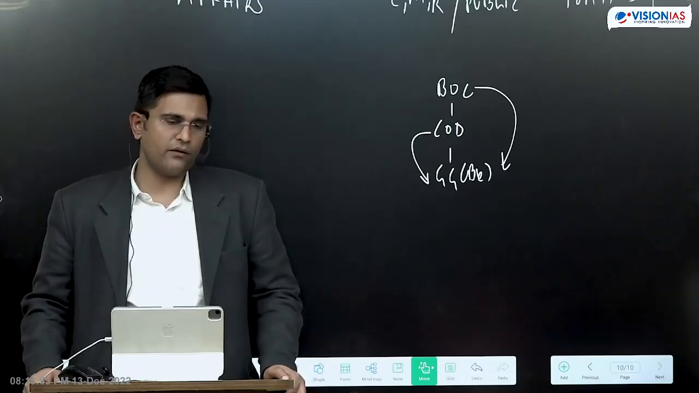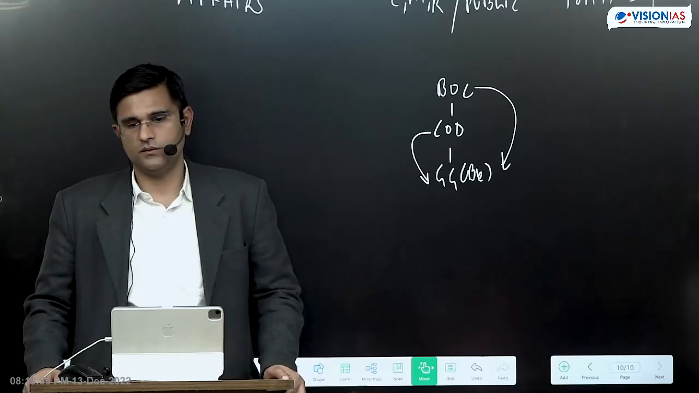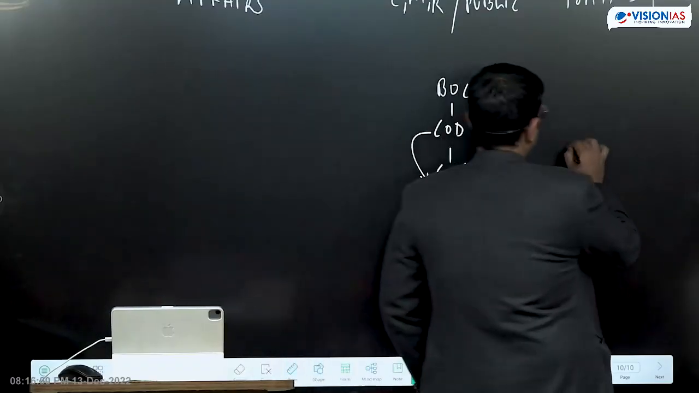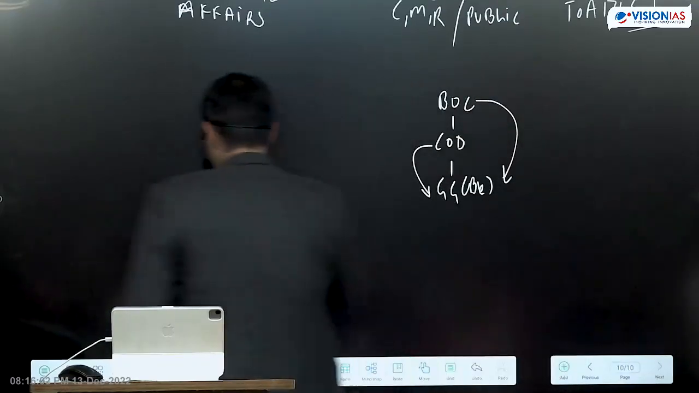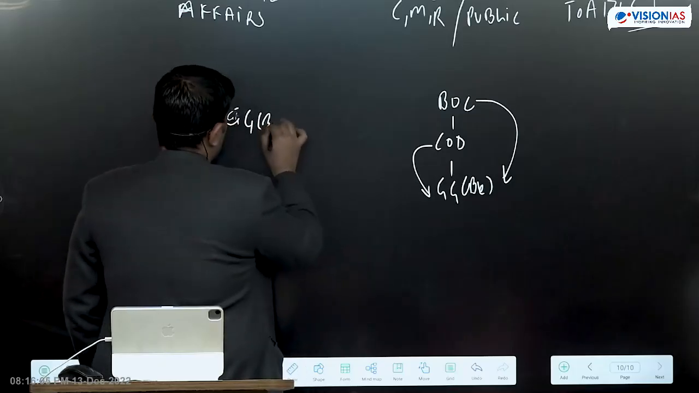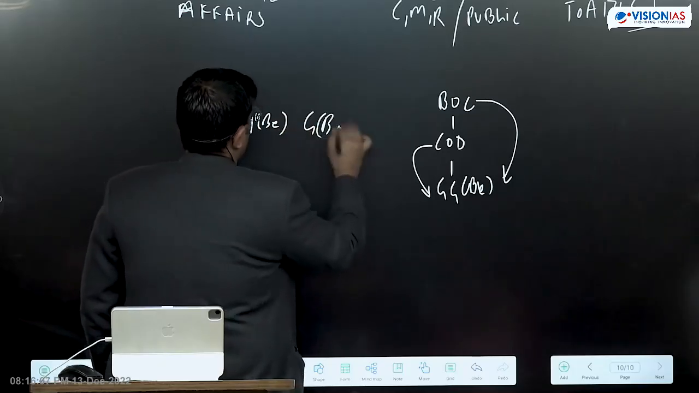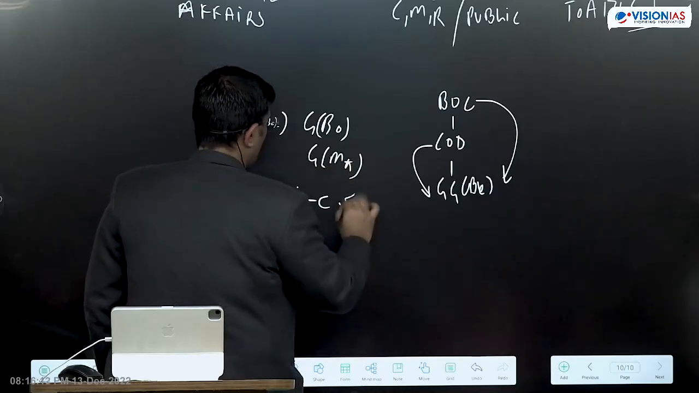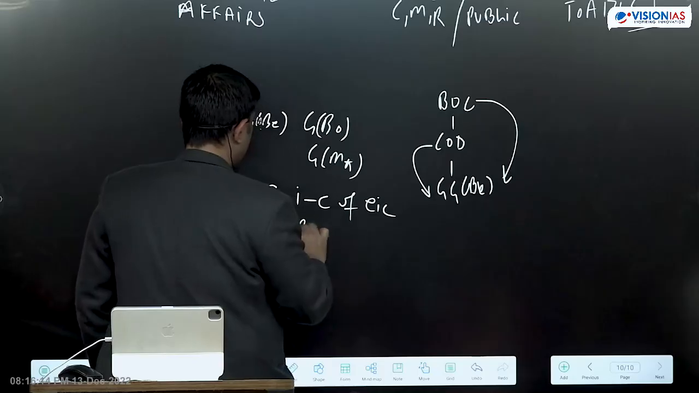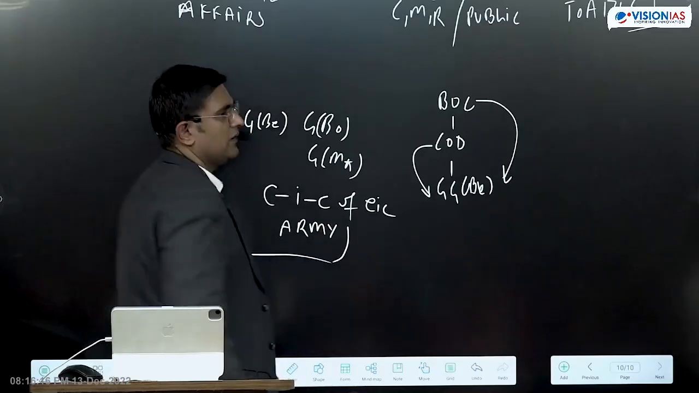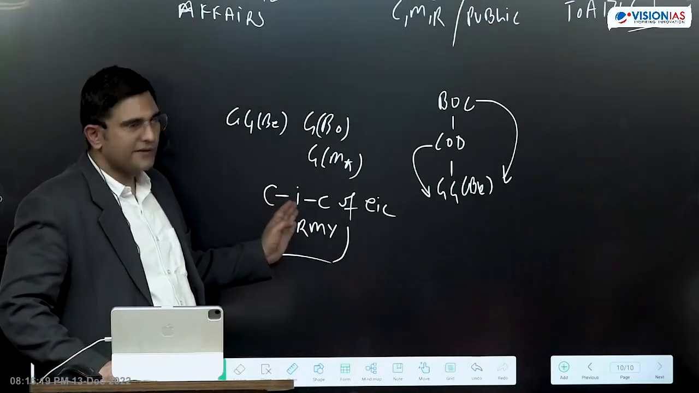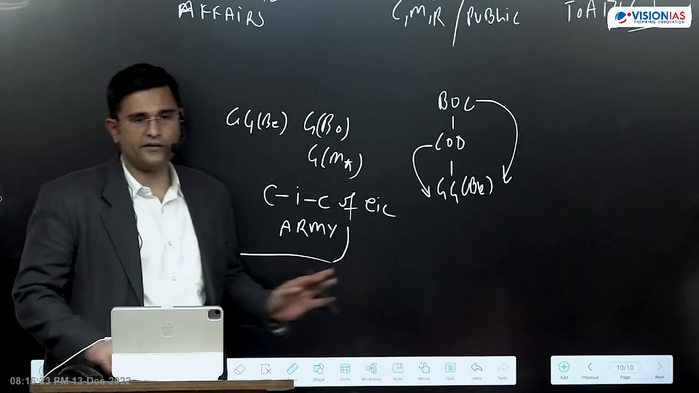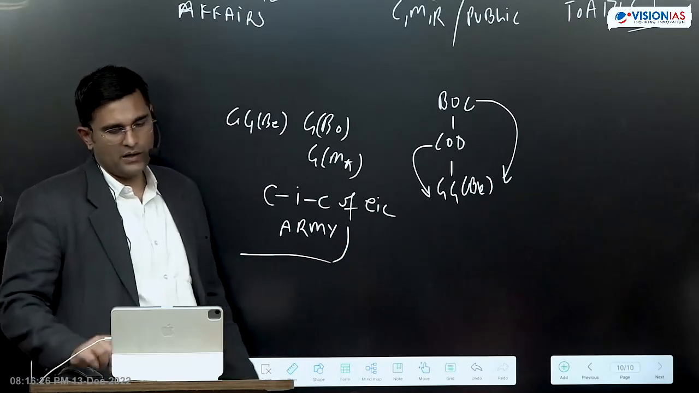In brackets, that is GG Bengal, comma GBO, comma GMA, comma Commander in Chief CIC of EIC Army. Commander in Chief, Chief Information Commissioner नहीं, Commander in Chief of EIC Army, CIC of EIC Army, bracket. So these are the principal servants.